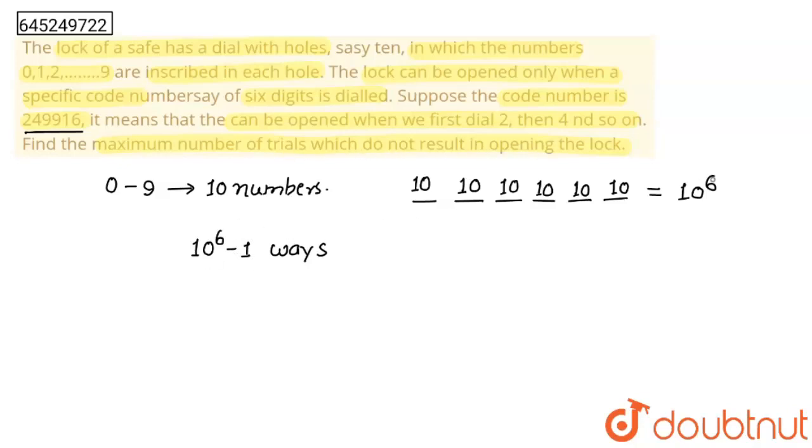Out of 10 to the power 6, there is only one try in which we can open the lock, that is 2, 4, 9, 9, 1, 6. And if we subtract, 10 to the power 6 minus 1, this is the number of tries in which we cannot open the lock.